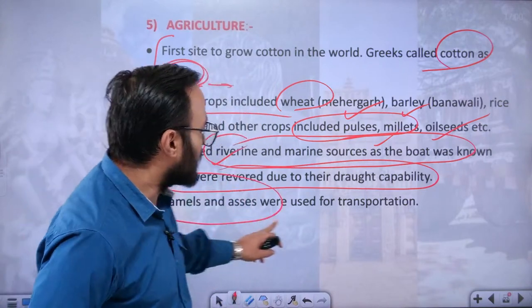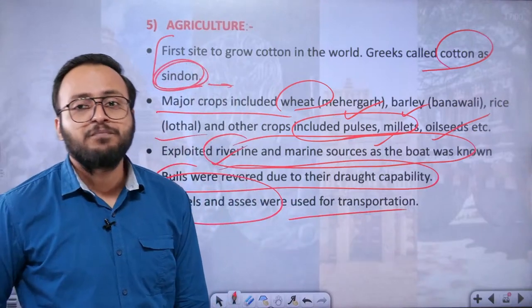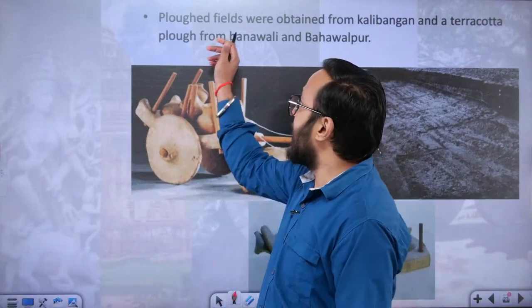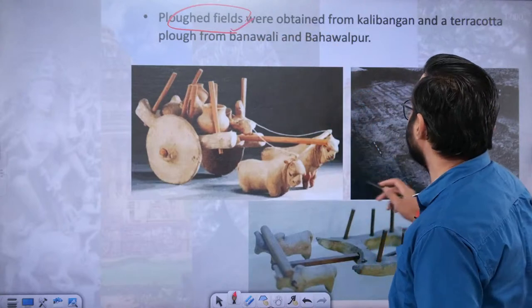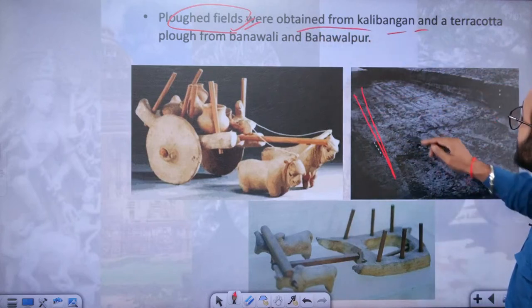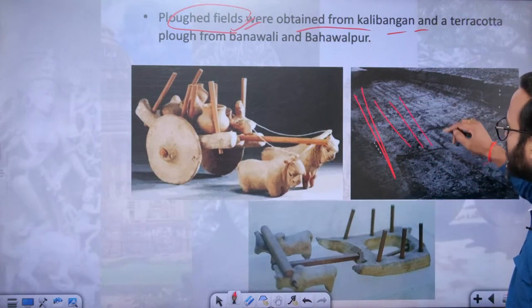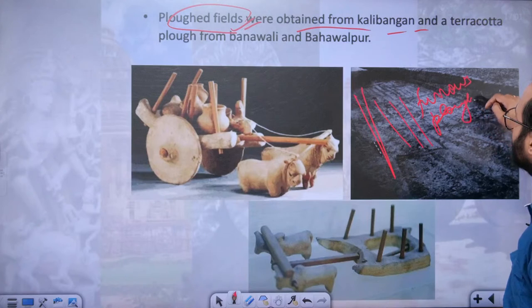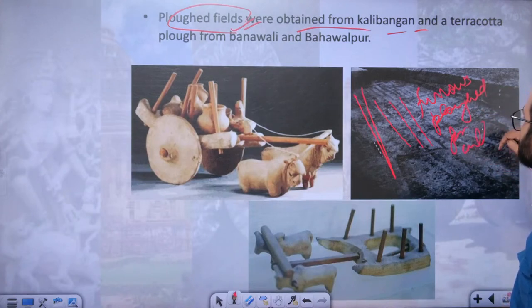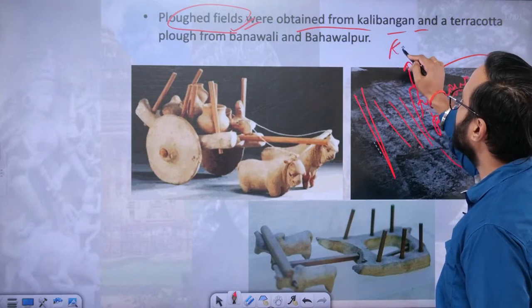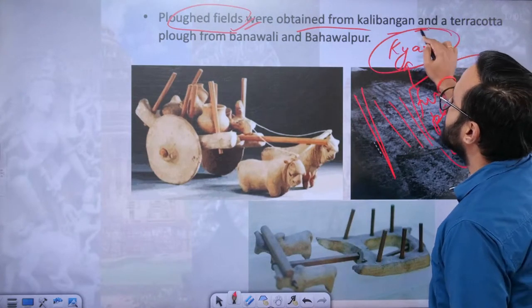Camels and asses were used for the long transportation purposes because their speed was comparatively better, as well as the stamina was also good. At Kalibanga, we have obtained examples like that, the plowed fields, where we can see the presence of the furrows, which are plowed for cultivation. Those who do not understand the meaning of the furrows, we might be able to understand the meaning of kyaris. Okay, right, everyone?